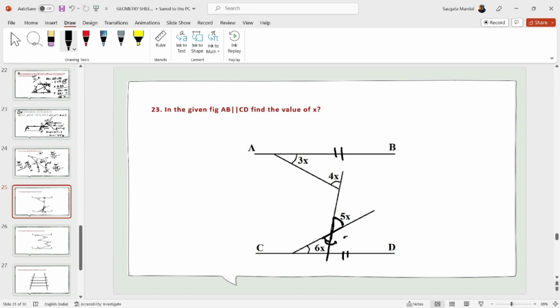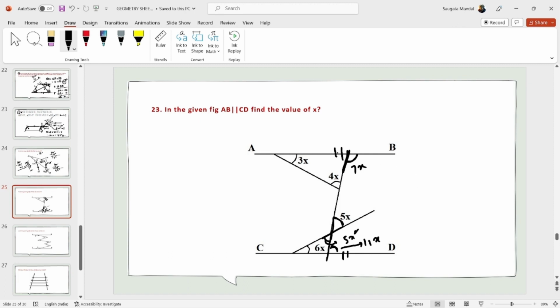That means this is 5x, 5x. And what is the value of this angle? These angles are the sum of two angles, that means this angle is 11x. Extend this line to this. What is the angle? This angle is the sum of two angles, that is 7x.